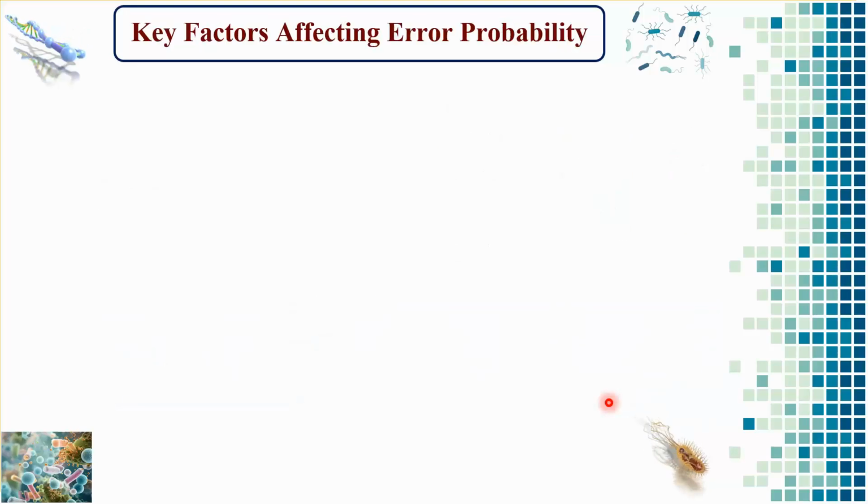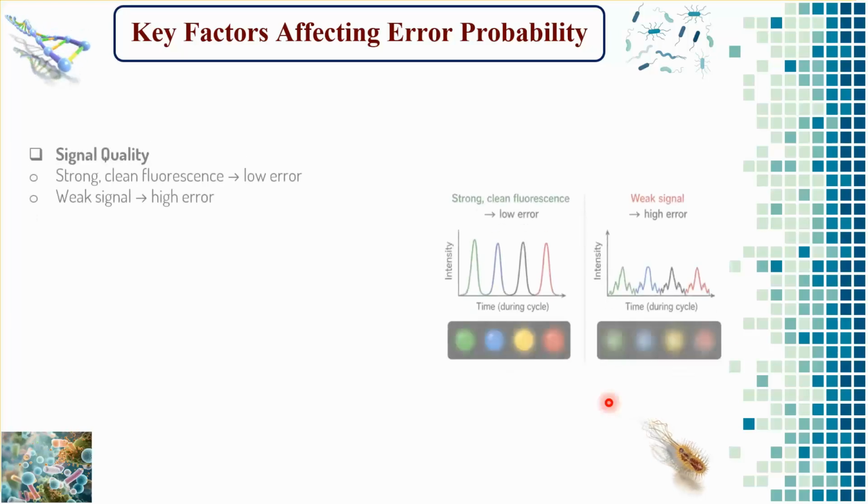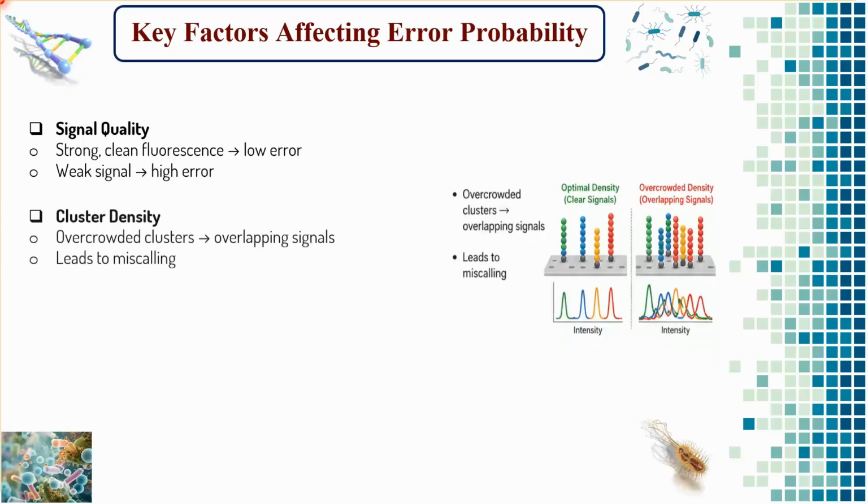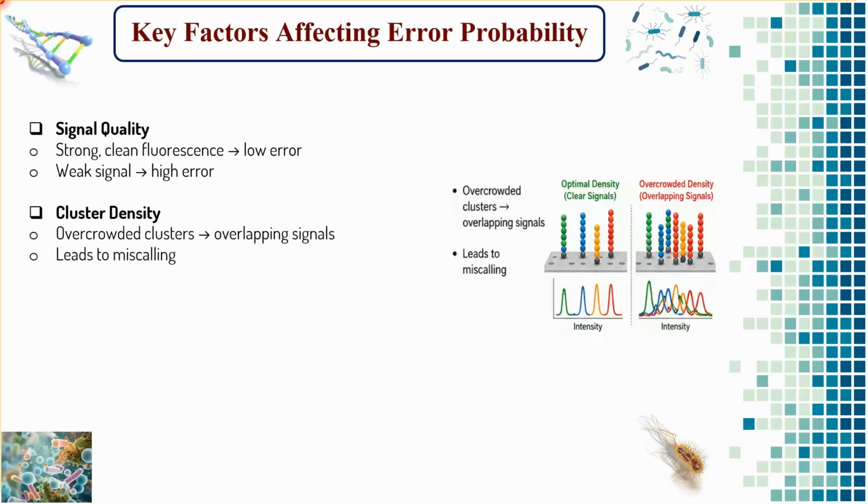Now let's look at the key factors that affect error probability. There are several important factors that influence how confident a base call is. First, signal quality. If the fluorescence signal is strong and clean, then the base call is highly reliable, but if the signal is weak, the probability of error increases. Second, cluster density. If the clusters are too close to each other, their signals can overlap. This makes it difficult for the system to correctly distinguish between them, and this can lead to miscalling of bases.